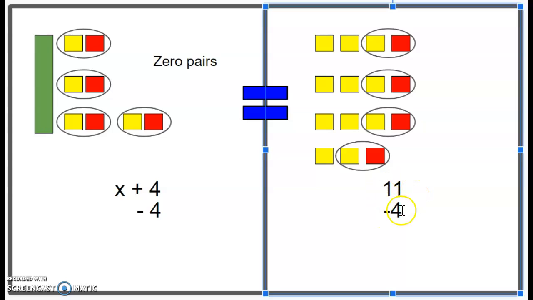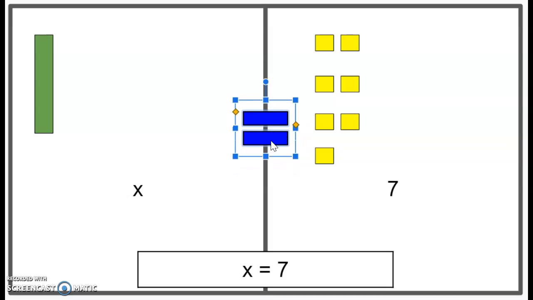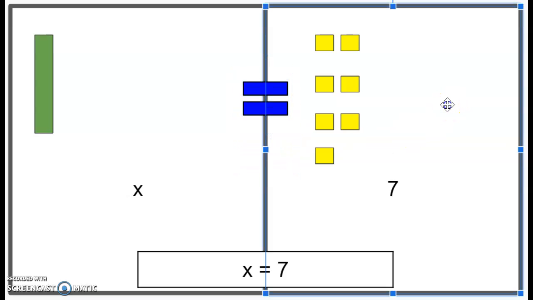So I have 11 minus 4, because I only had 4 red squares, it leaves me my x because I zeroed it out, which means it went away. It was able to get deleted. So now I have the x on that side. Again, let me move this up so you can kind of see it. And then I have 1, 2, 3, 4, 5, 6, 7 on this side. So when I write the equation, it's 7 equals x. That's my solution to this equation.